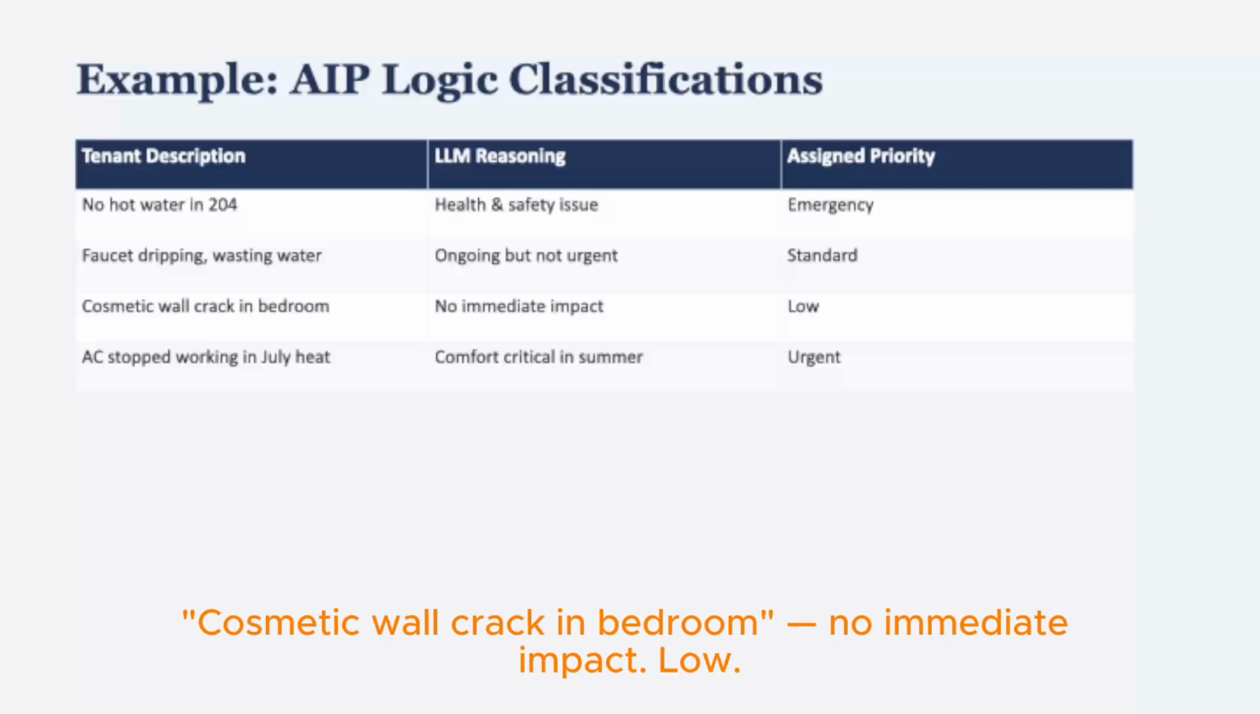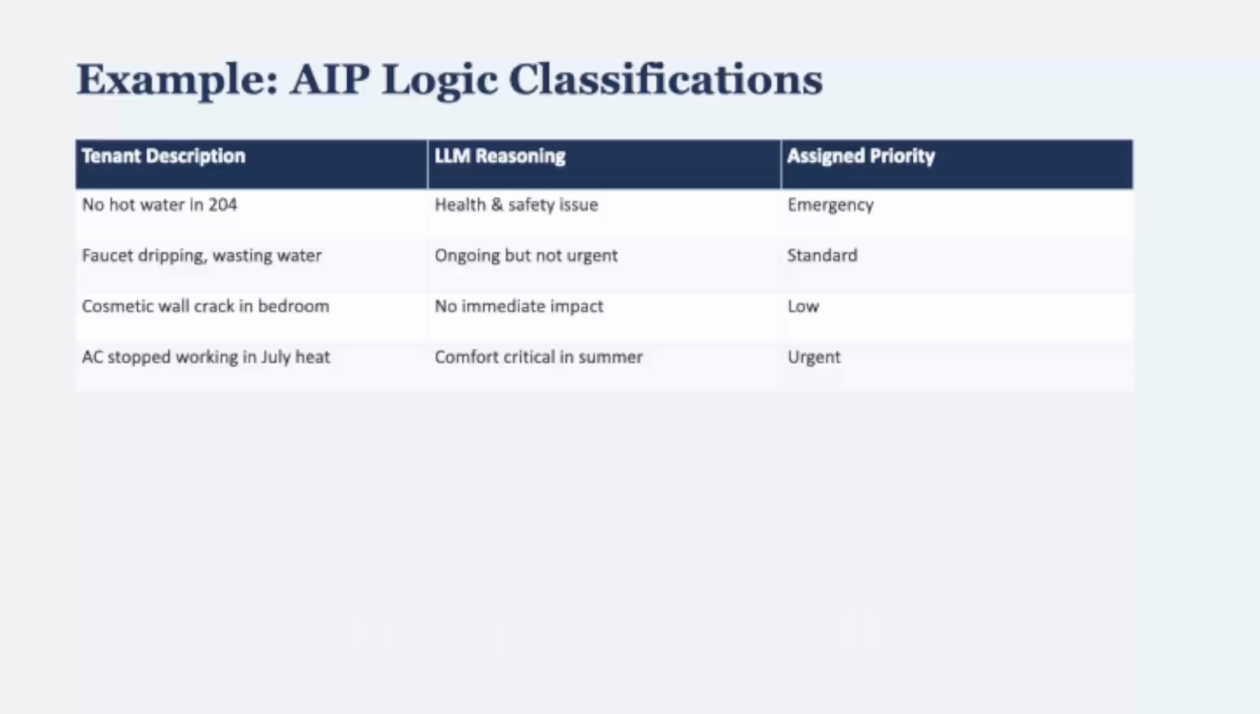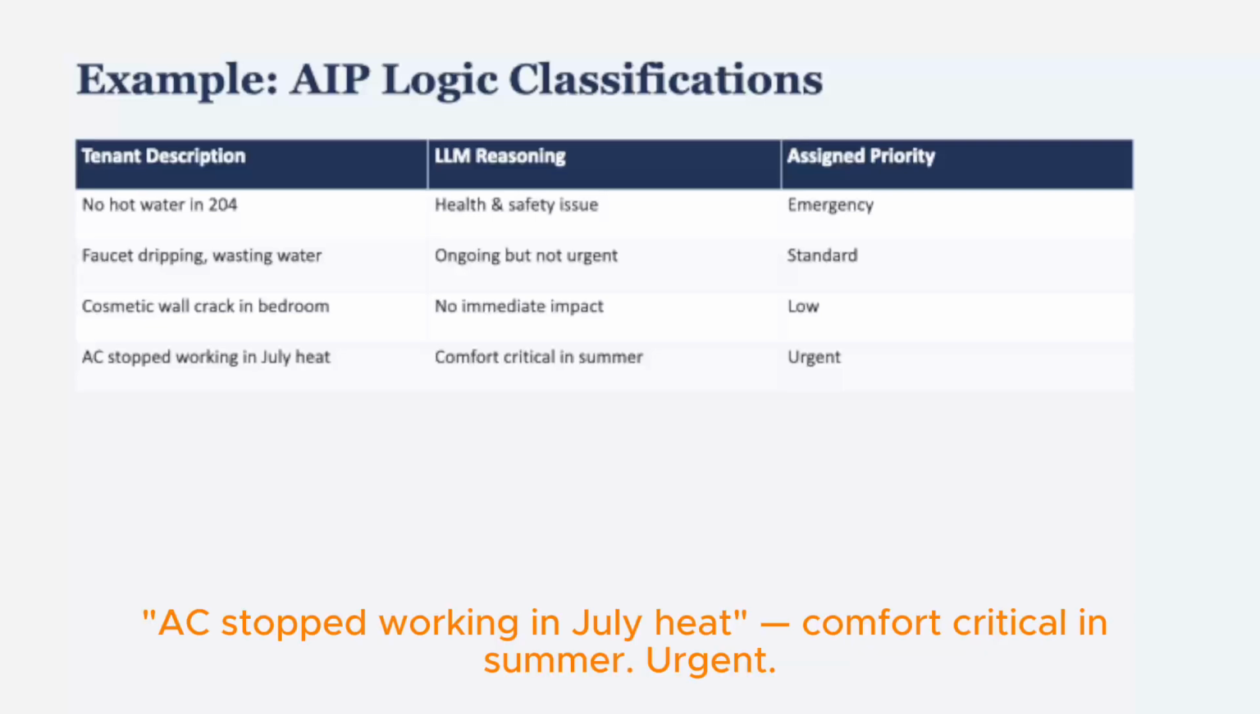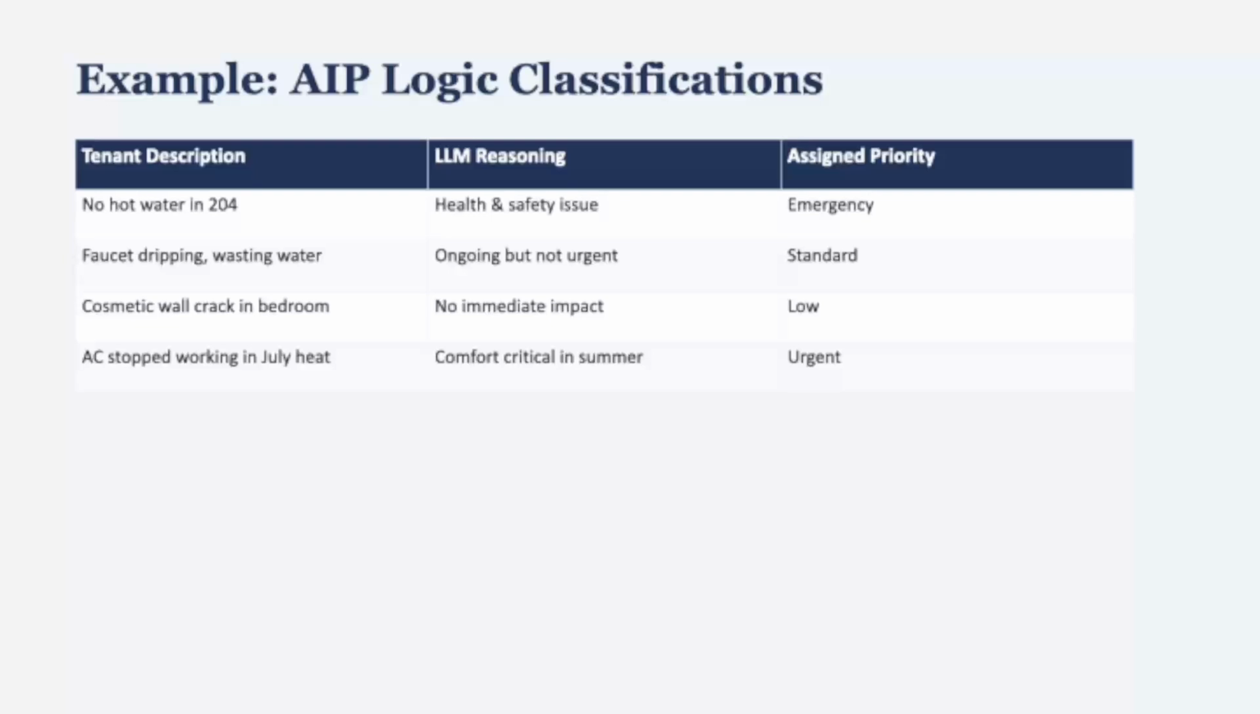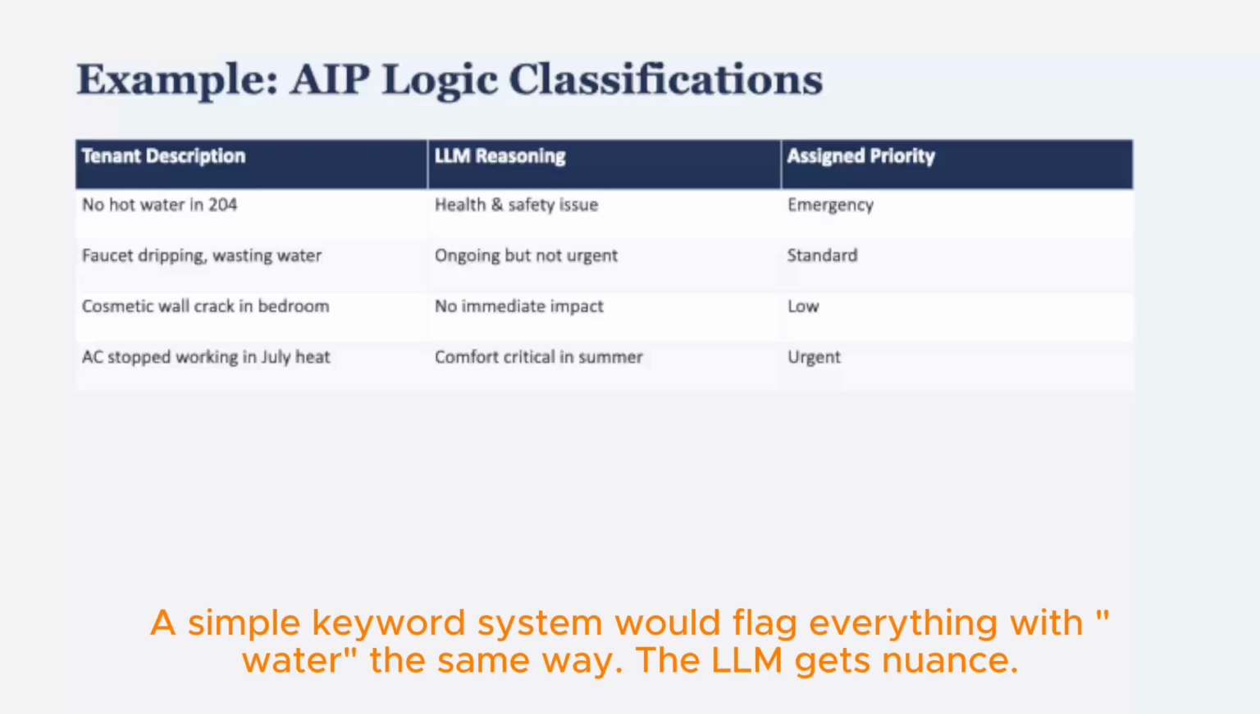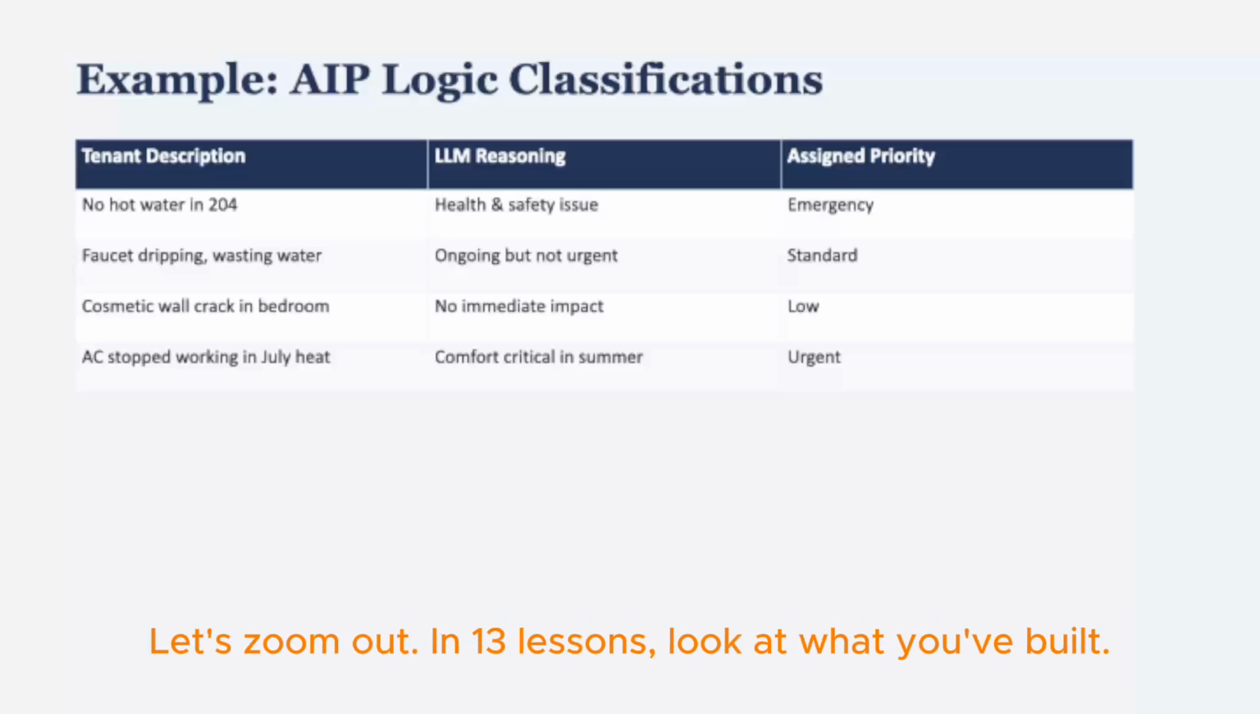Cosmetic wall crack in bedroom. No immediate impact, so low. AC stopped working in July heat. Comfort critical in summer, so urgent. A simple keyword system would flag everything with water the same way. The LLM gets the nuance.